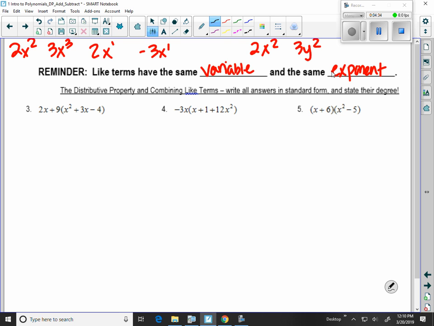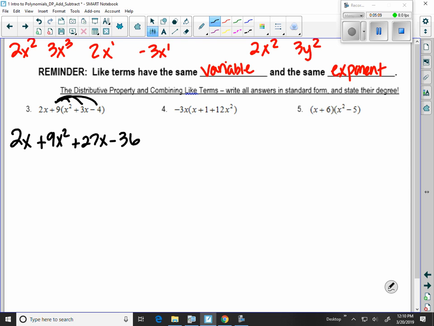All right, number 3. What would you do first in number 3? Distribute the 9. Okay, we're going to distribute the 9. So that 2x that's out front, that's going to stay there. We're not doing anything with that yet. The 9 needs distributive. So we would get plus 9x squared plus, what's 9 times 3? 27x, right, because that 3 had an x with it, and then minus 9 times 4?